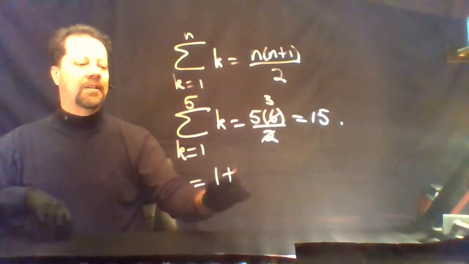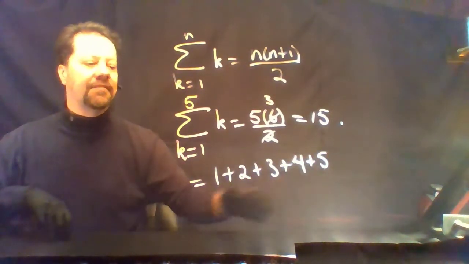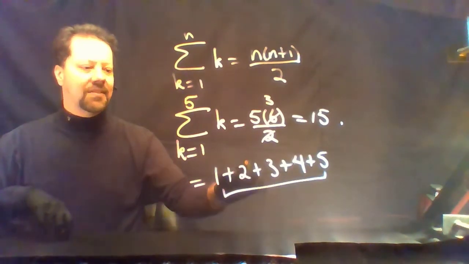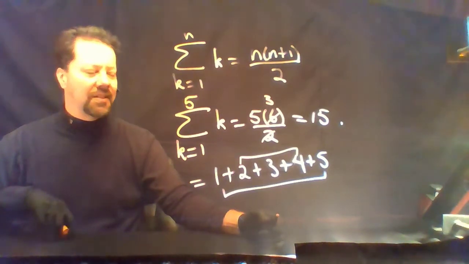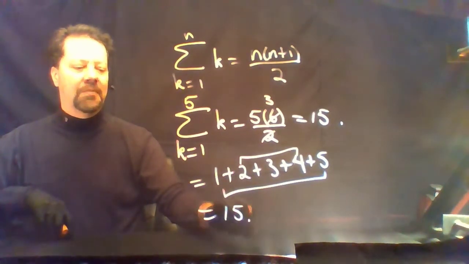This is 1 plus 2 plus 3 plus 4 plus 5. 5 and 1 makes 6. 2 and 3 makes 6. 6 and 6 makes 12 plus 3 makes 15.